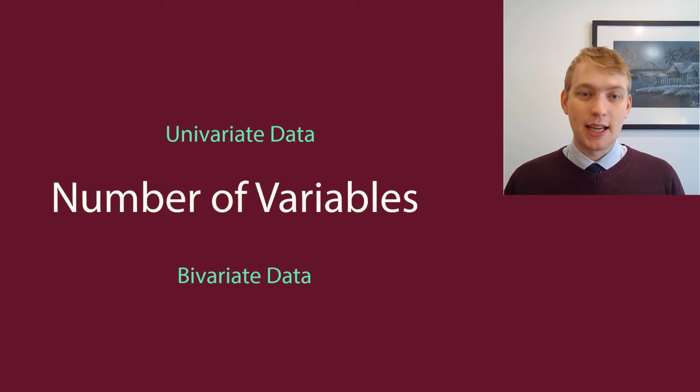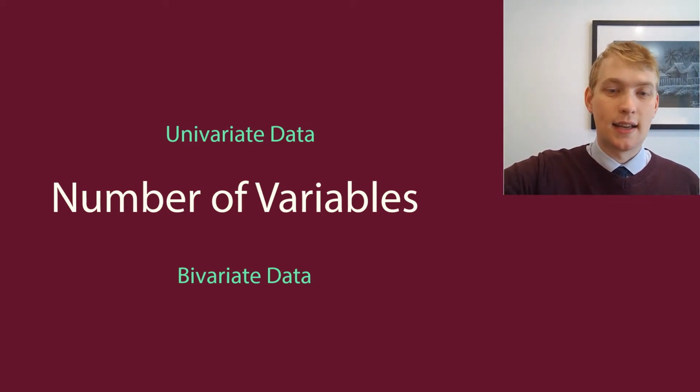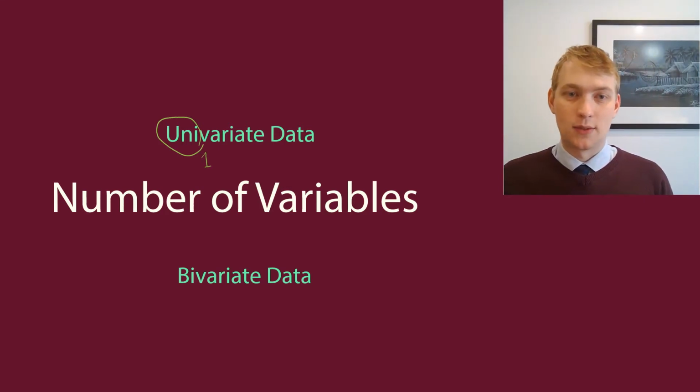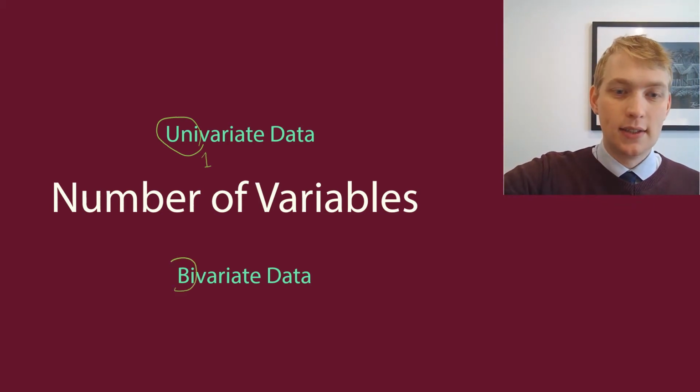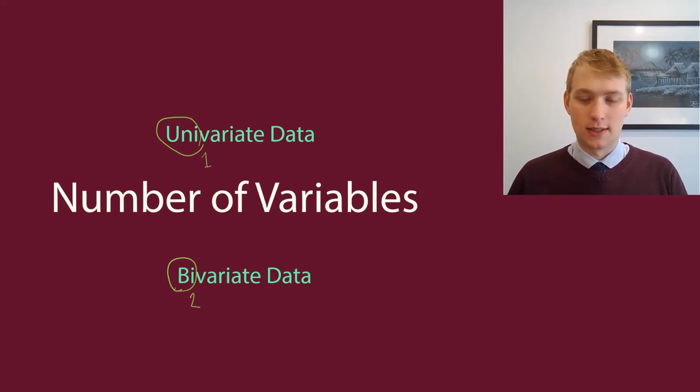Now, if you just think about the words and break them up, uni, we're going to think of things like a unicycle, and that's going to represent one. Unicycle has one wheel, and that has one. Whereas a bicycle has two wheels, so we've got two. So in this, we're going to have univariate data, which is where we have one variable, and bivariate data is where we're comparing two variables.